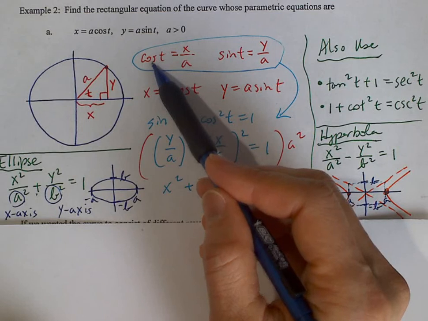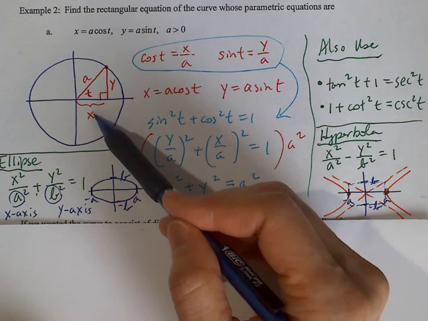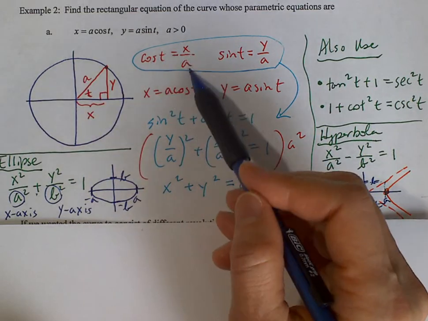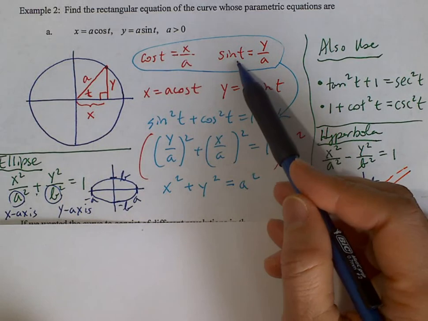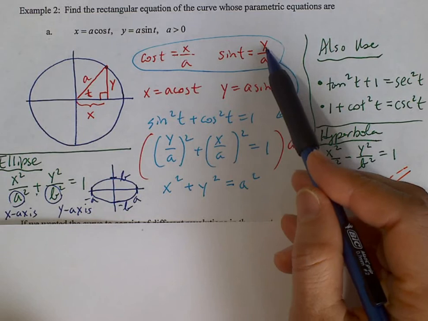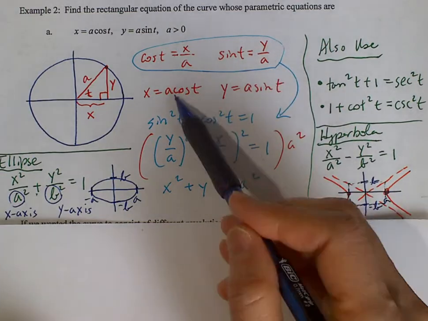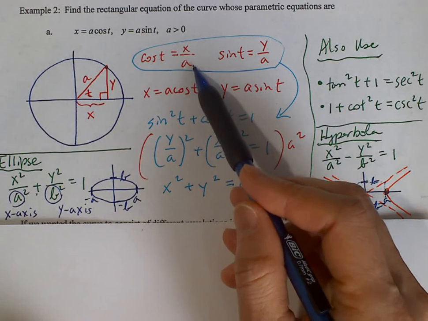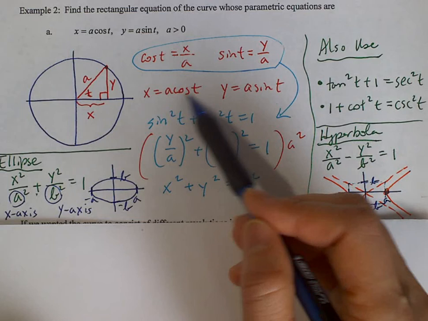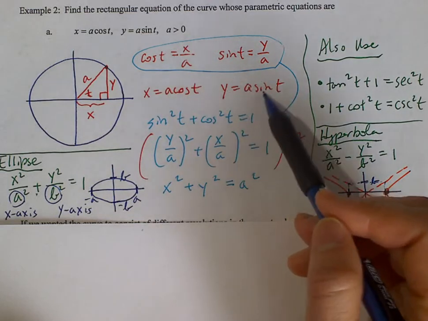So the cosine of the angle, cosine of t, is equal to adjacent over the hypotenuse. So that is your cosine of t is equal to x over a. And then for the sine ratio, it's sine t is equal to opposite over hypotenuse. So it's y over a. And so then if you multiply both sides by a on this first one, you get x is equal to a cosine of t. And then for this one, you get y is equal to a sine of t.